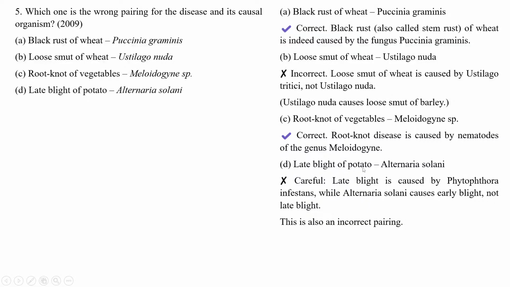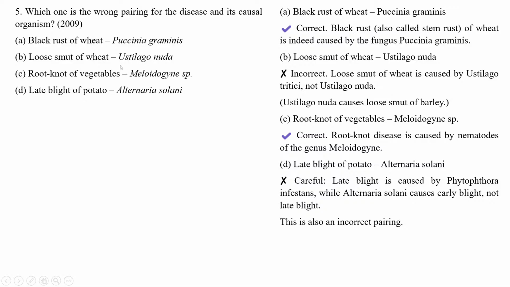And late blight is not caused by Alternaria solani. So be very careful. Late blight disease is caused by Phytophthora infestans, while Alternaria solani causes early blight, not late blight. So this is also an incorrect pairing. If you see carefully, option B and option D both are incorrect. In this question you have to find only one wrong pairing, but according to the answer explanation, options B and D are wrong pairings.